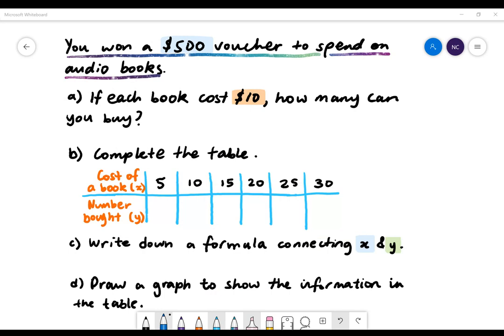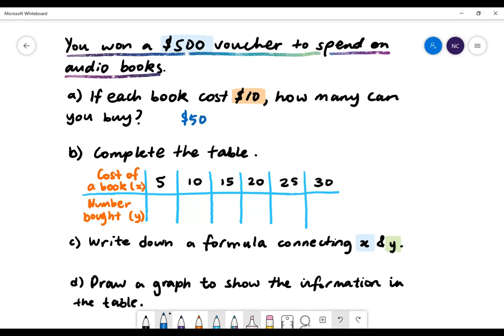Here is our next example. You want a $500 voucher to spend on audiobooks. A. If each book costs $10, how many can you buy? We'll do 500 divided by the cost, which is $10, to give us 50 books.